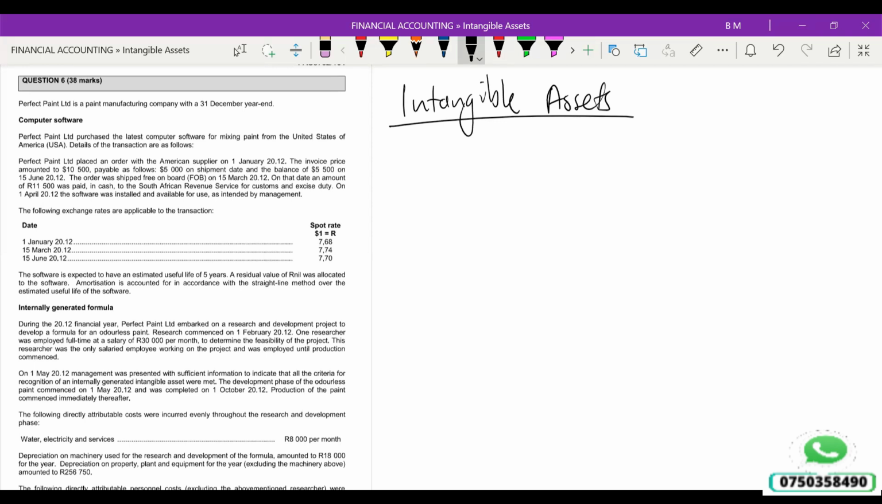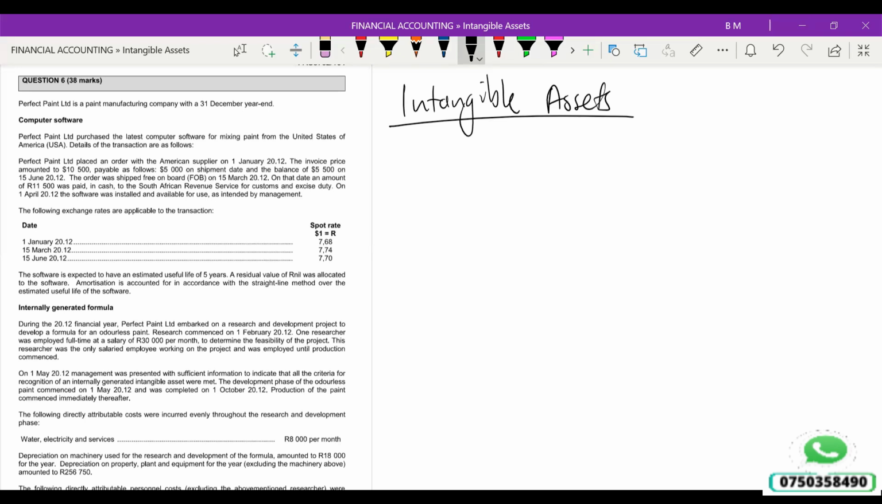Then we're also going to say, you know what? We can also generate this intangible asset. We can also have our own intangible asset. So when we have our own intangible asset, it is an intangible asset that is manufactured within the entity. So the question is, how are we going to account for that asset being manufactured within the entity? From what date, what cost are we going to capitalize, and how much of those costs are we going to capitalize, right?